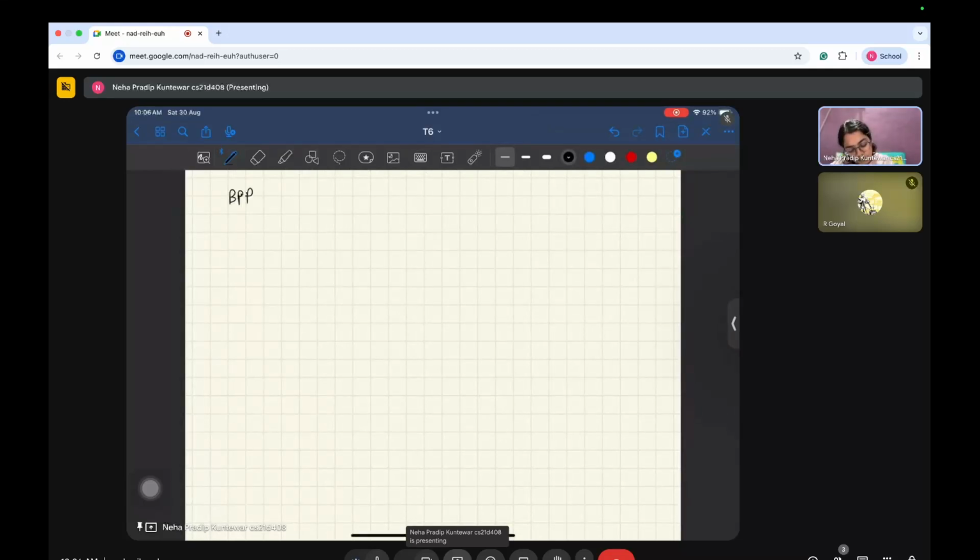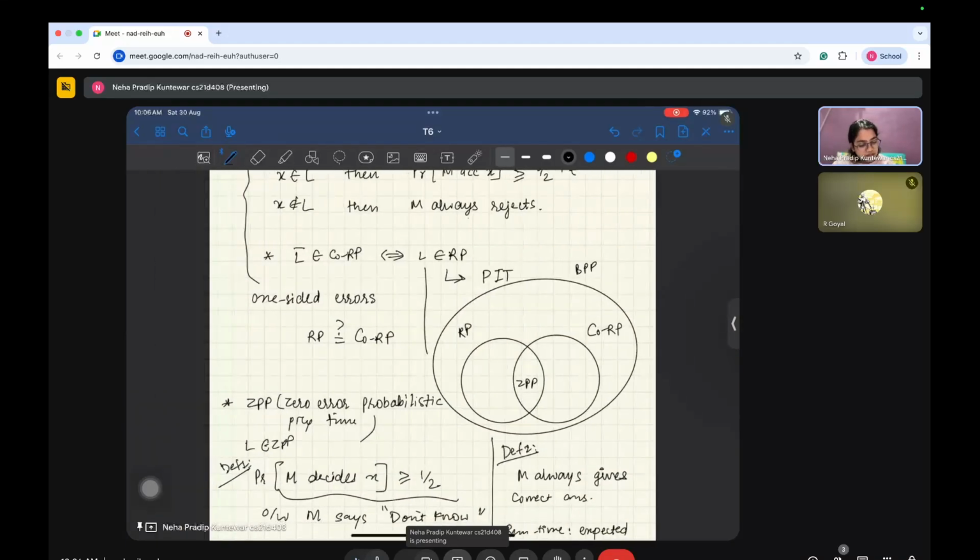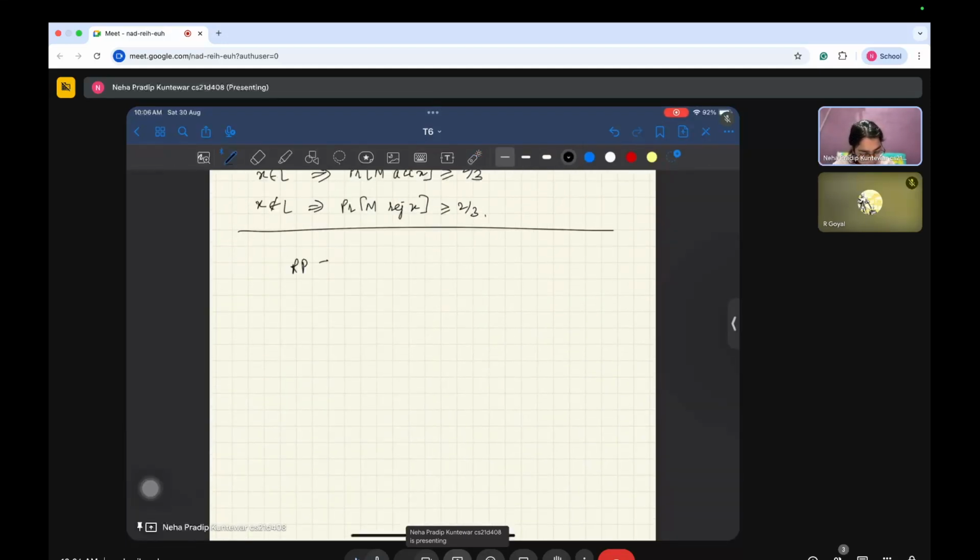So what this means is that L is in BPP if x in L implies the probability that M accepts x is good enough, let's say 2/3 for now, and if x is not in L, then the probability that M rejects x is at least 2/3. So these are the things that we saw, and clearly by definition RP sits inside BPP, because BPP is just a relaxation of this condition. So we know that RP is contained in BPP, and we also know that RP is contained in NP. This is a very simple argument, it just follows from the definition.